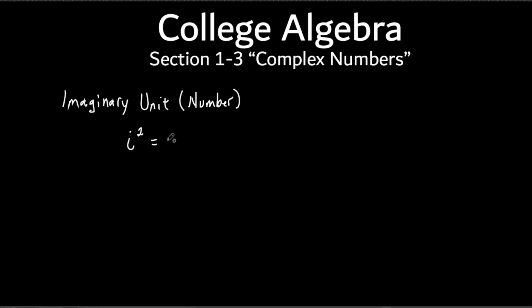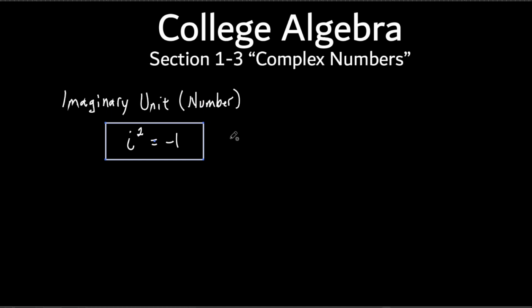So if I square that number, I'm going to get -1. So I get i squared equals -1. So that's my imaginary unit. That's super important right there. It's kind of like a definition. So i squared is equal to -1.